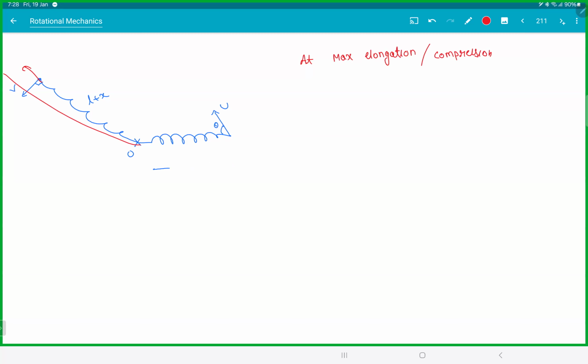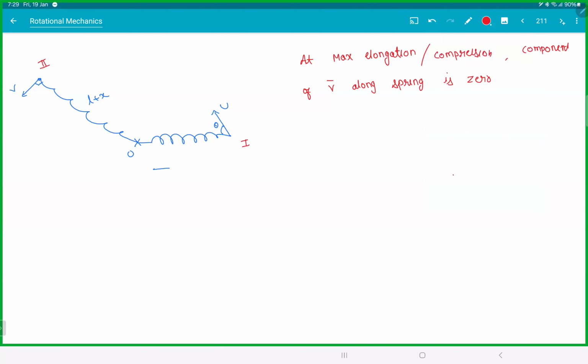Are you getting the point? If there was a component along the spring, it can still stretch further. So this is not the maximum. Getting it? So the component of velocity along the spring will be zero for an instant. You can't have a component along the spring at maximum. That's how you should know. State one, state two. You're done.